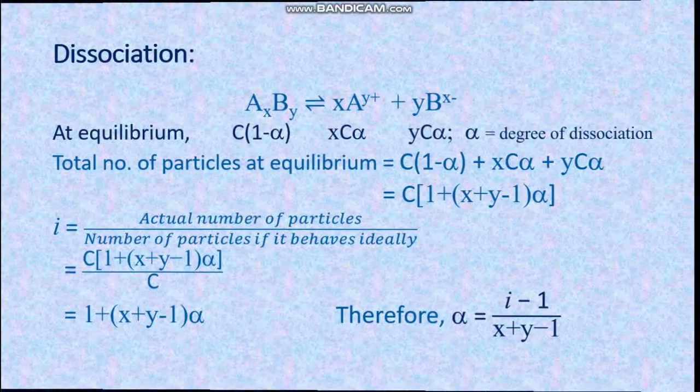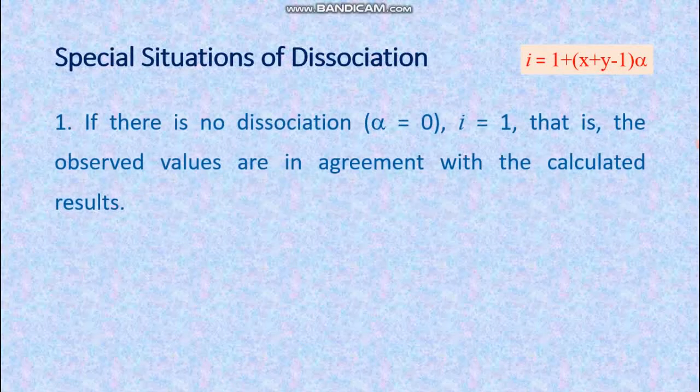Now we have the expression I equals 1 plus alpha into X plus Y minus 1. Number 1, if there is no dissociation, that means alpha equals 0. In that case I equals 1, so the observed values are in agreement with the calculated results. That means no dissociation, so the value of I is 1, and the theoretical value and the calculated value are the same.